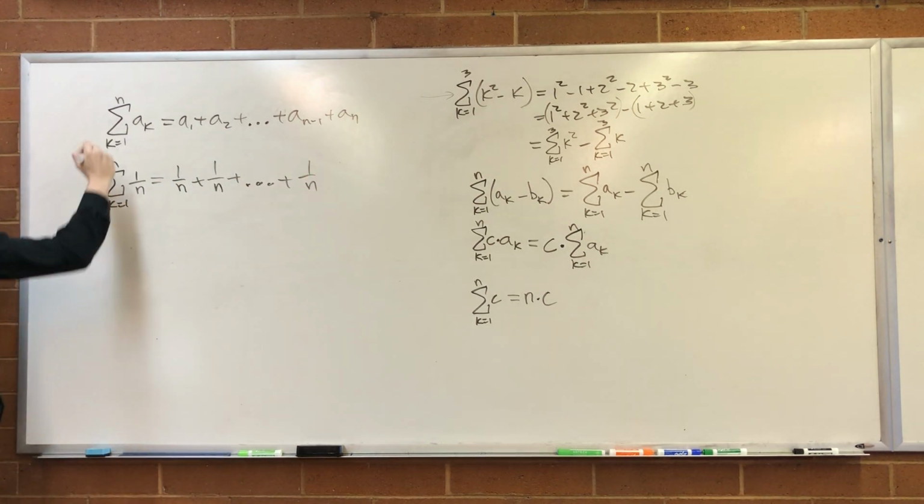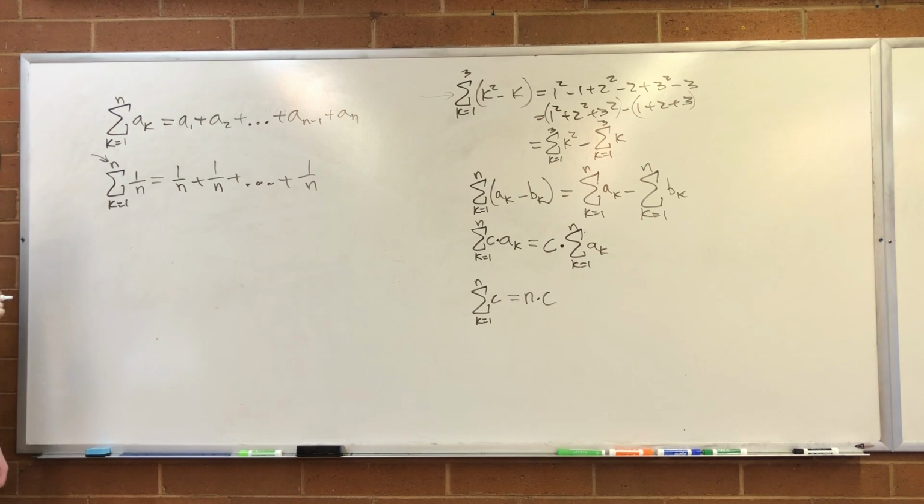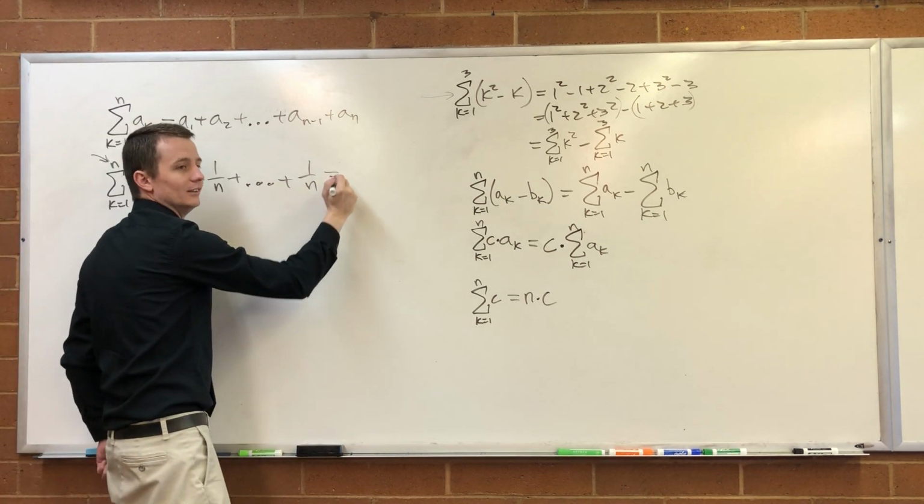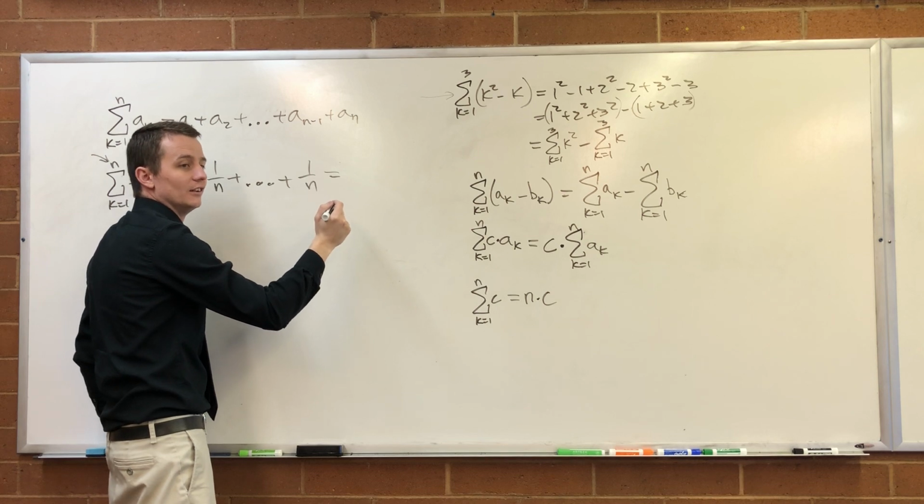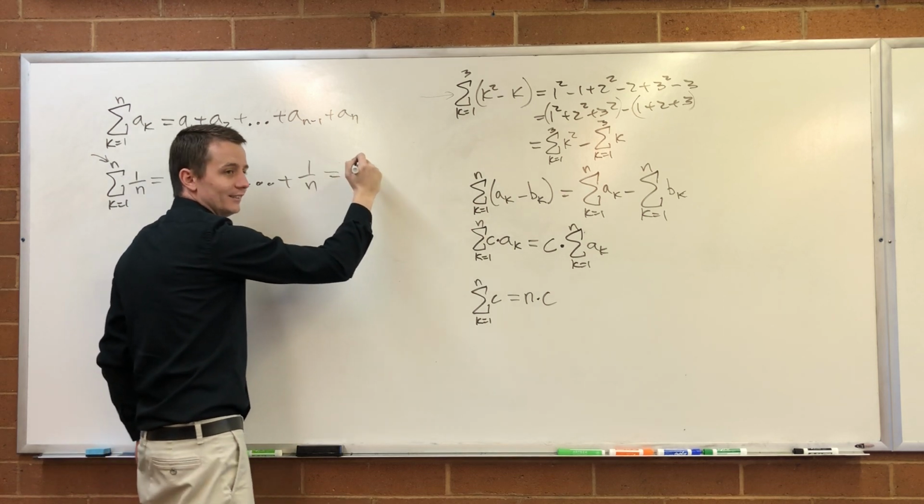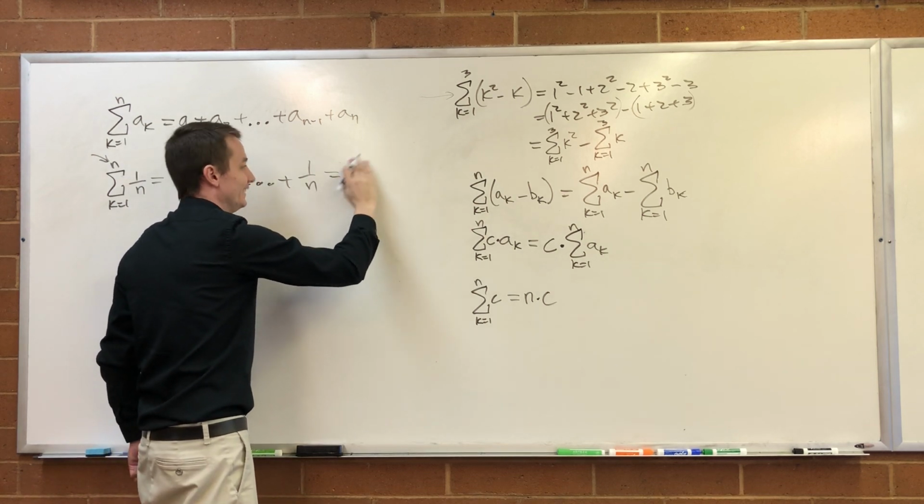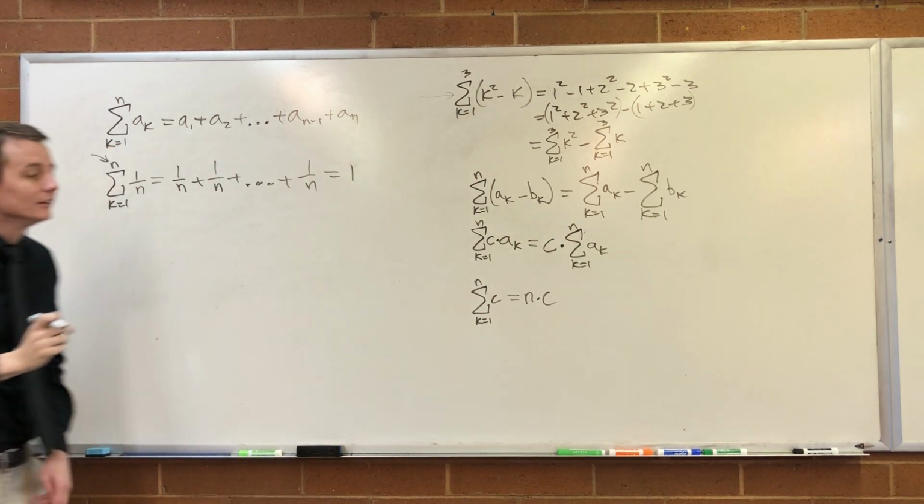This up here is a constant. This is your variable. So you do 1 over n plus 1 over n, n times, right? Yes. So what's it equal to? N times 1 over n, which is 1. There you go. So just 1.